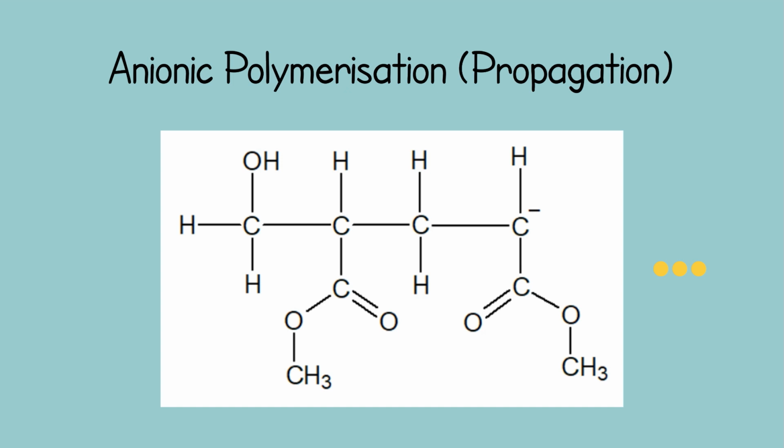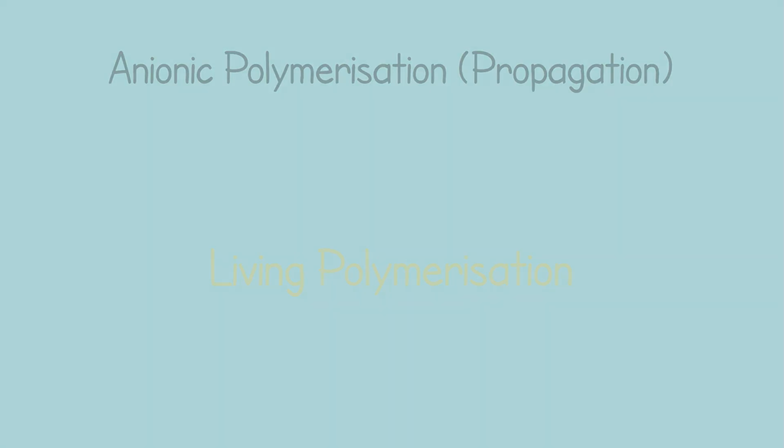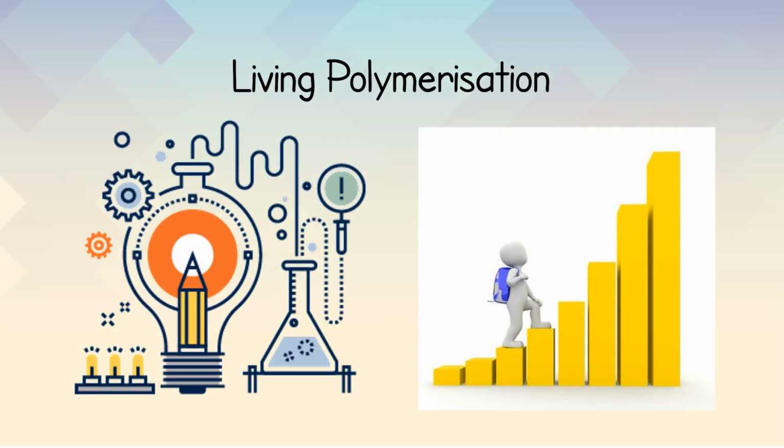If the solvent cannot donate H+ ions, and there are no impurities present in the reaction mixture, the polymerization reaction will continue until all the monomers in the reaction mixture have been added to the polymer chain. In controlled conditions like these, we witness a further type of polymerization, known as living polymerization. Living polymerization has enabled chemists to synthesize polymers more precisely than ever before.